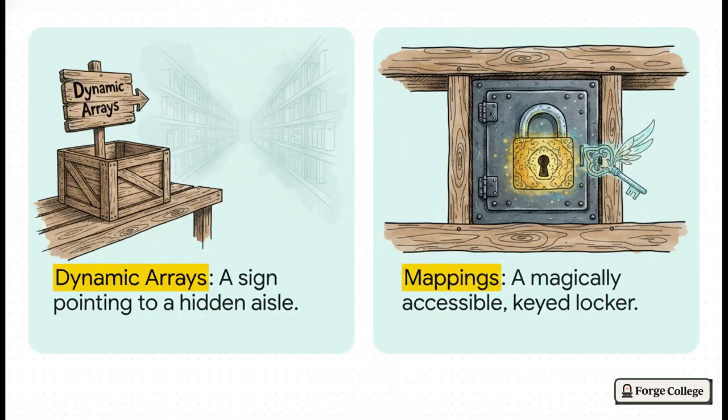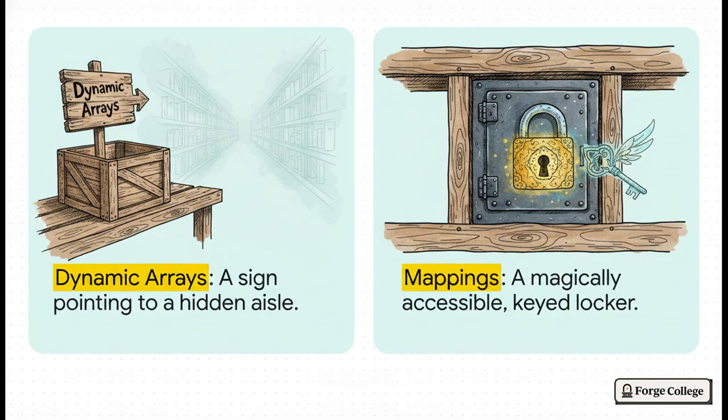Dynamically sized data requires a completely different approach. The compiler totally changes its strategy here. For dynamic arrays, the static slot we declared doesn't actually hold the array itself. Instead, it holds the length of the array. It basically acts like a signpost, pointing to a completely hidden aisle somewhere else in our massive warehouse where the actual items live. For mappings, which are essentially key-value dictionaries, it's more like a magically accessible keyed locker.